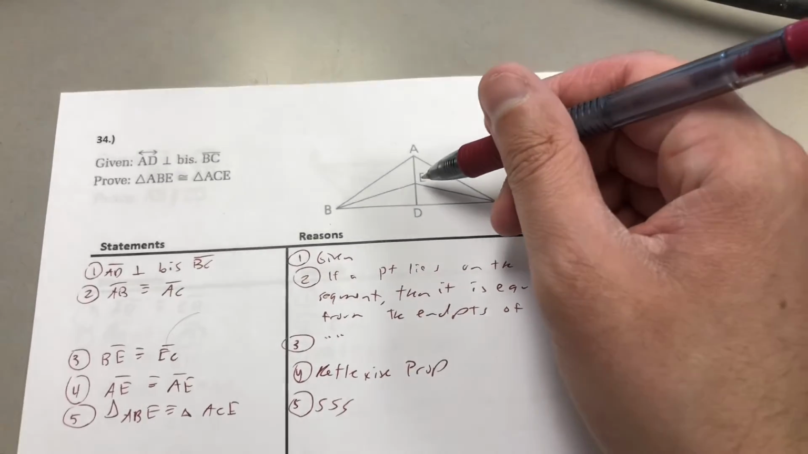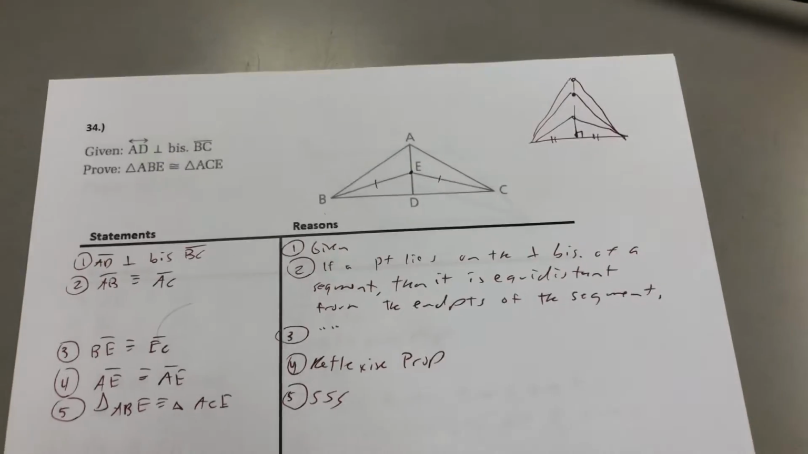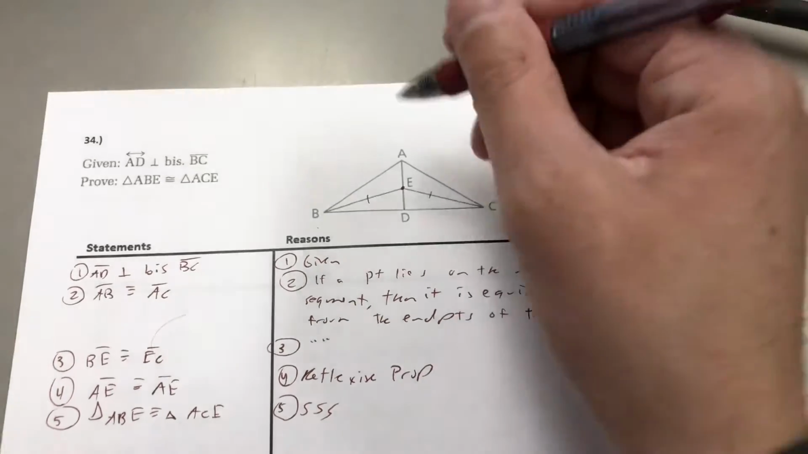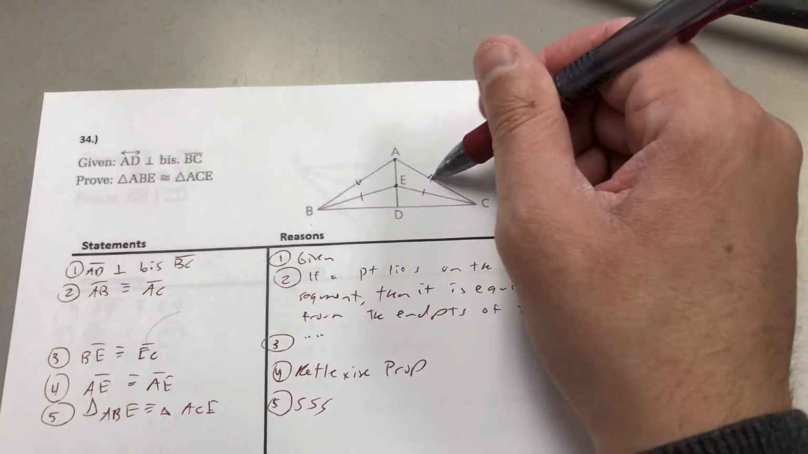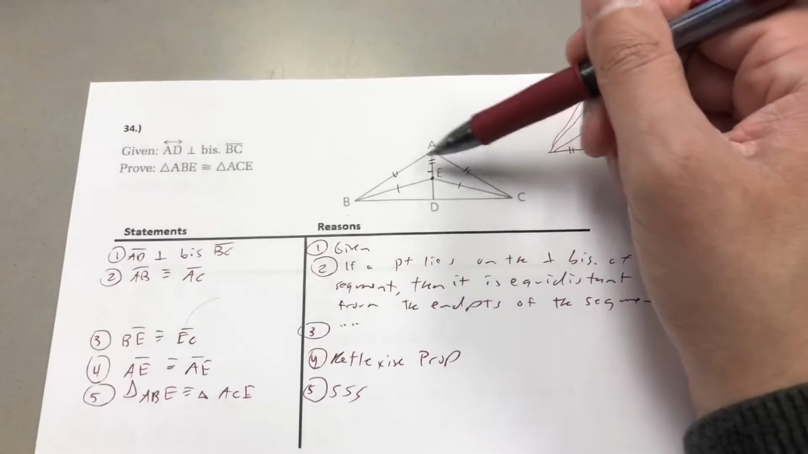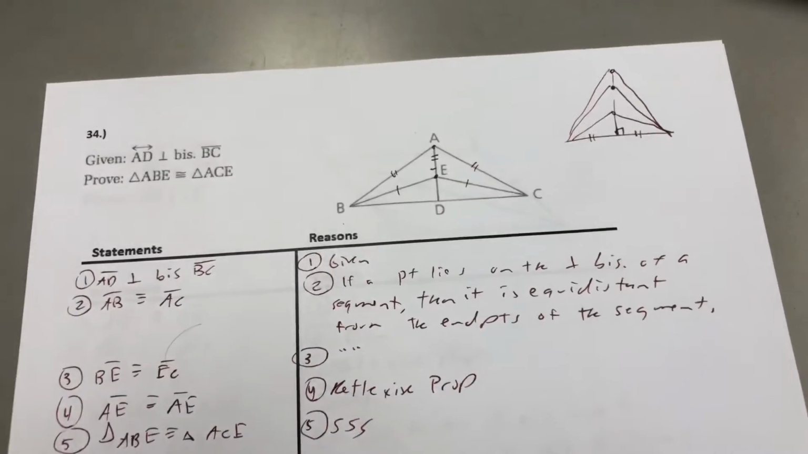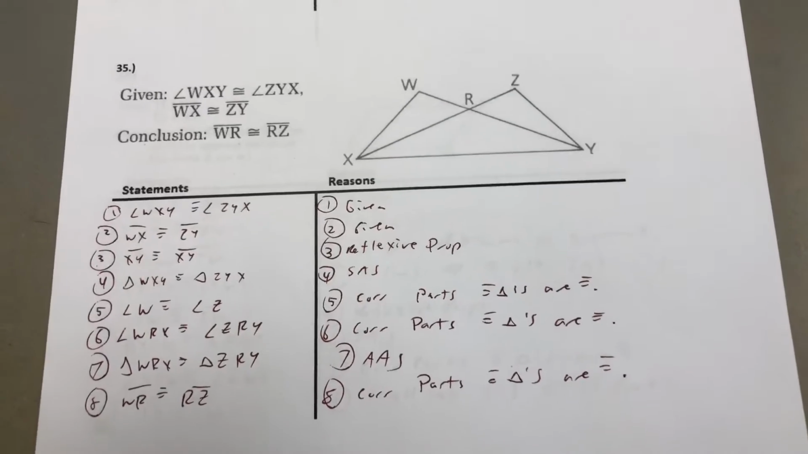Since point E is on the perpendicular bisector, EB is congruent to EC. And since point A is on the perpendicular bisector, AB is going to be congruent to AC. You could use a reflexive property here. You could prove those two upper triangles congruent, which actually ends the proof because that's all they wanted you to show.